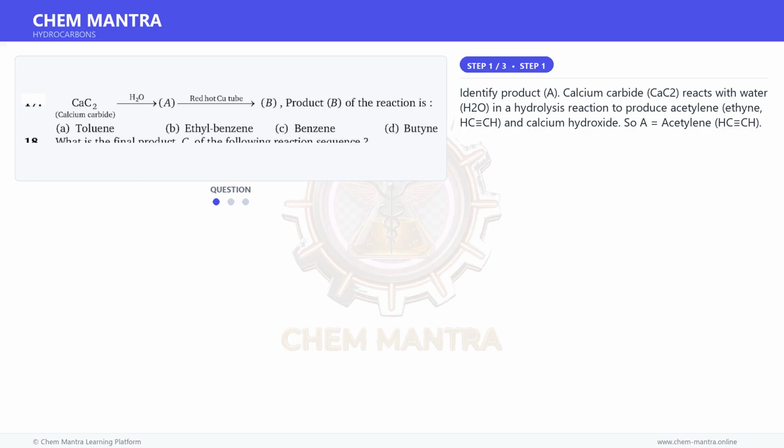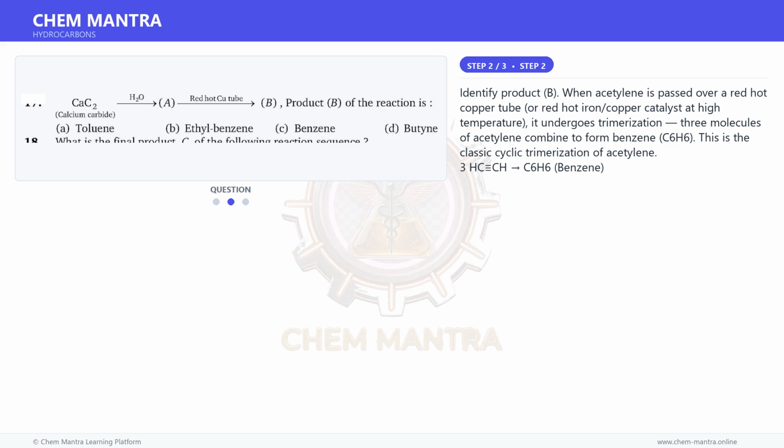Identify product A. Calcium carbide, CaC2, reacts with water, H2O, in a hydrolysis reaction to produce acetylene, ethine, HCCH, and calcium hydroxide. So A is equal to acetylene, HCCH. Moving on to the next step.